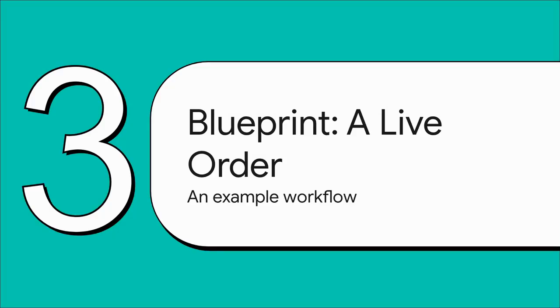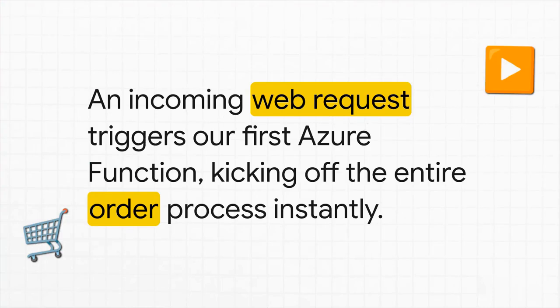All right, theory is great, but let's make this real. We're going to walk through a super common scenario, processing a new customer order. We'll see exactly how all these Azure services play together to create a really seamless, reactive workflow. And it all starts right here. A customer on your website clicks Buy. That one simple action fires off a web request to an endpoint, which immediately triggers our first Azure function. And this function has one job and one job only, to kick off the process.